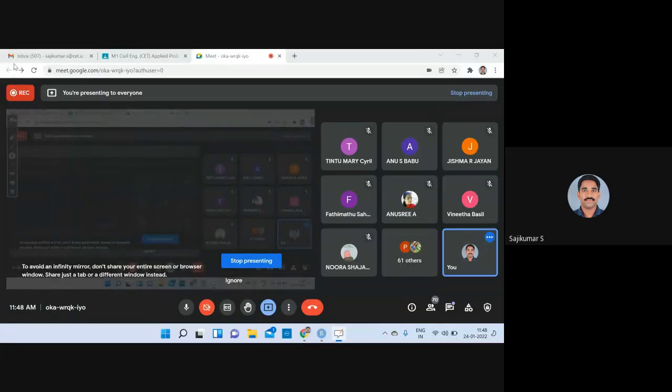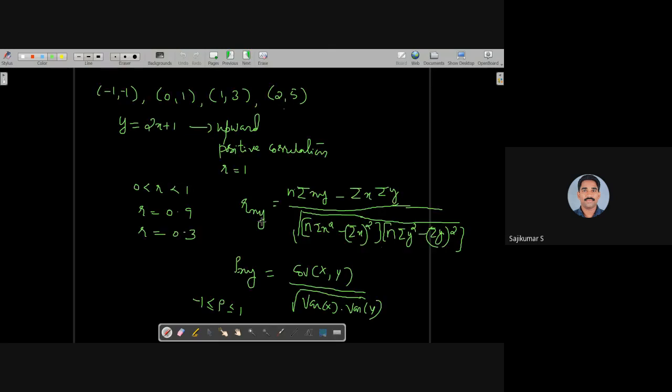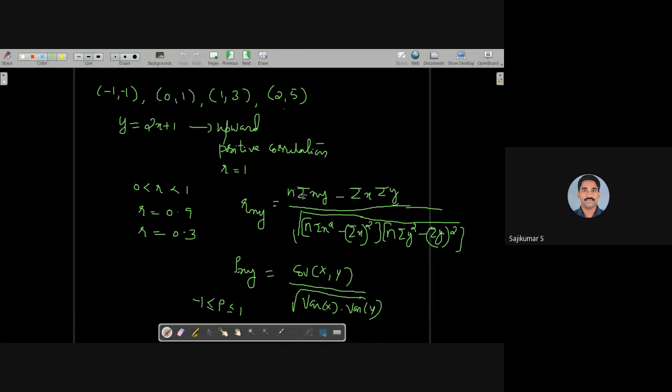So you have to remember this formula for computation. In software, we have directly evaluated our correlation coefficient as 1 by just feeding all these numbers. So for hand computation, you have to remember this formula. The correlation coefficient between x and y is given by n into sigma xy minus sigma x into sigma y, divided by the square root of n sigma x square minus (sigma x) the whole square, into n sigma y square minus (sigma y) the whole square. And that is obtained from the basic definition of the correlation coefficient for a population.